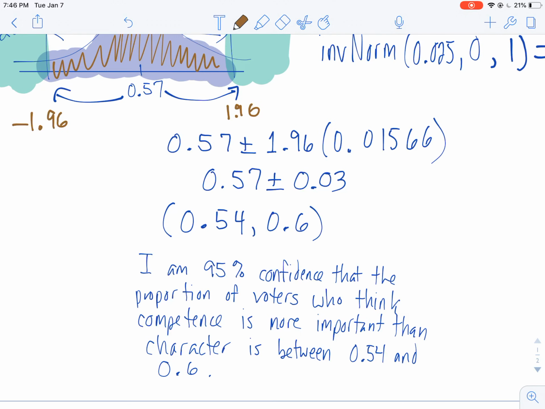I can say I'm 95% confident that the true proportion of voters, my parameter, who think that competence is more important than character, is 54 to 60%.